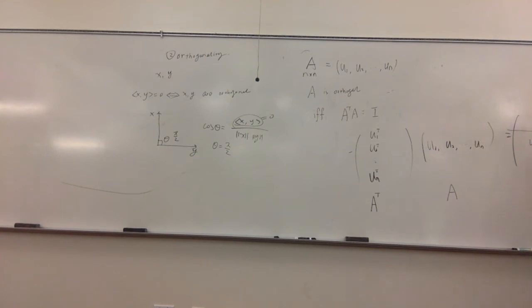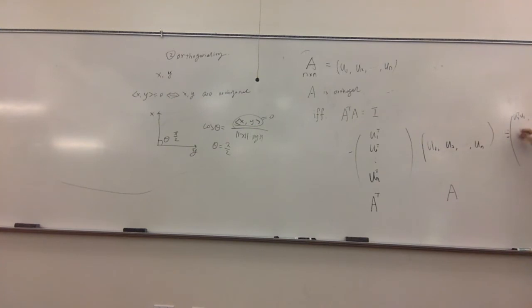So now let us try to enumerate every element in the result matrix. How about the first row and the first column? It is u1 transpose u1. The first row, second column is u1 transpose u2. And the third column, first row, is u1 transpose u3. You can enumerate until the last element in the first row, which is u1 transpose un.